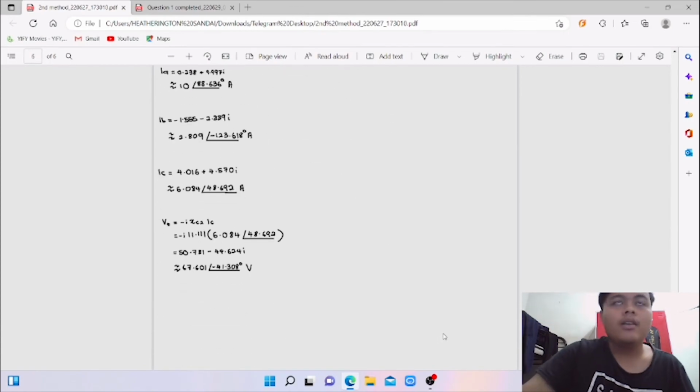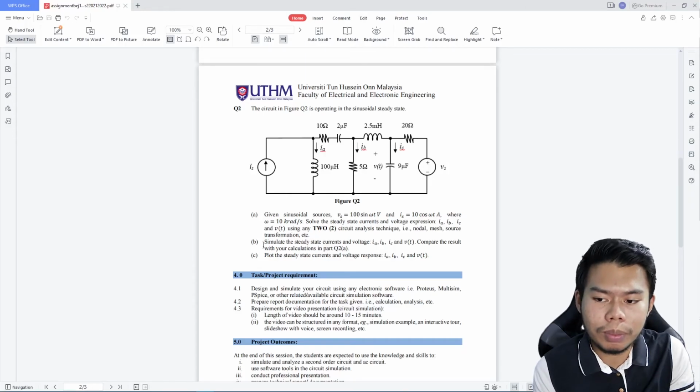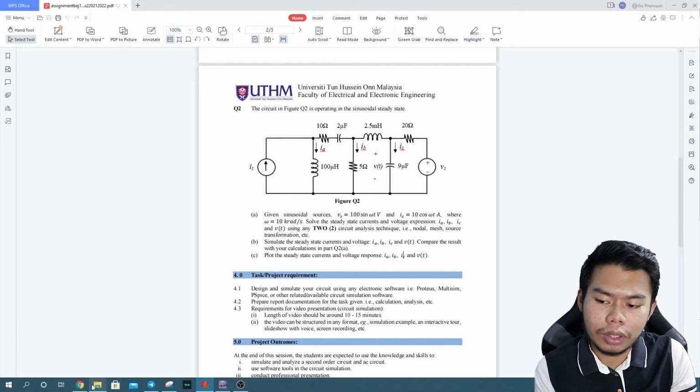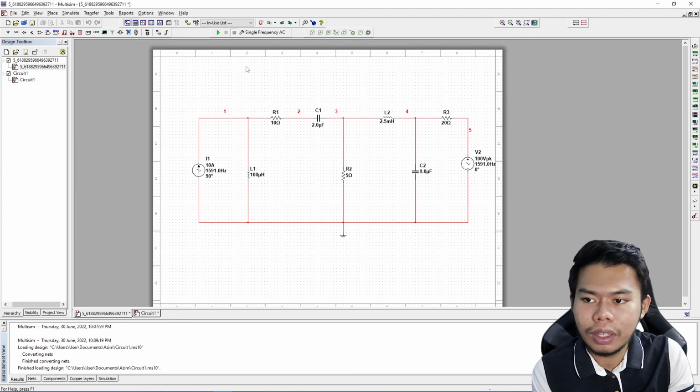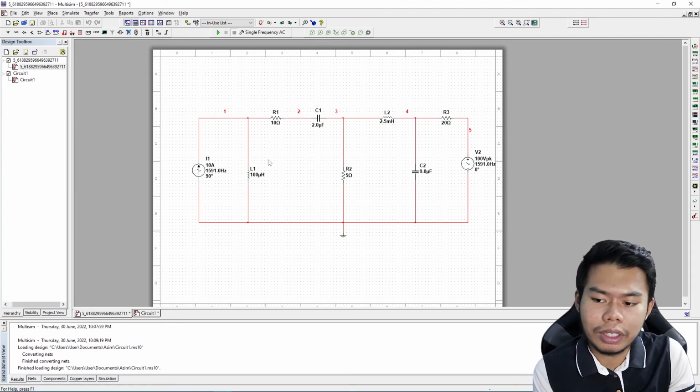So that's all for me. Number 2, for question B, it asks us to simulate a steady state current and voltage IA, IB, and IC, and compare the result with the calculation. So first, we choose Multisim, and this is our circuit given in the question.